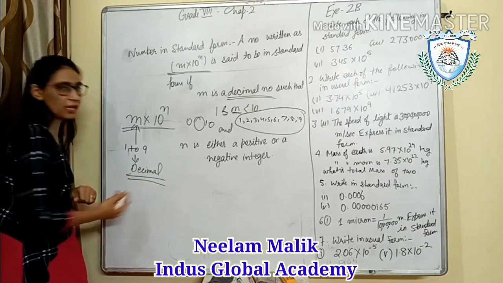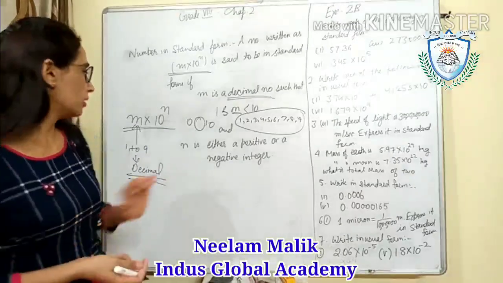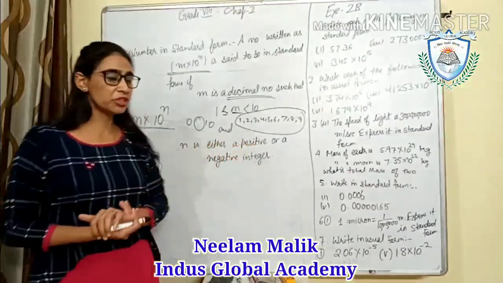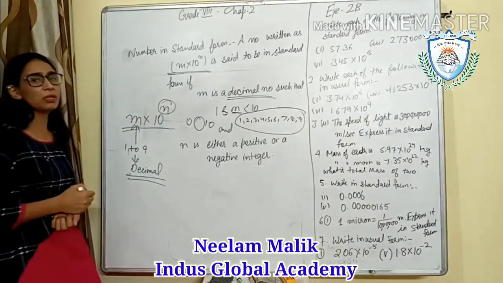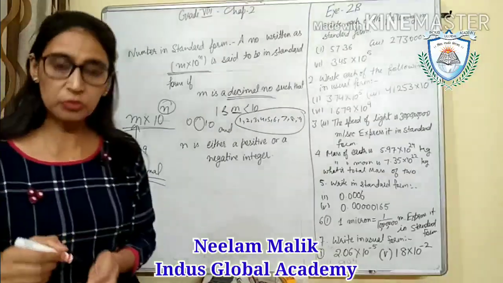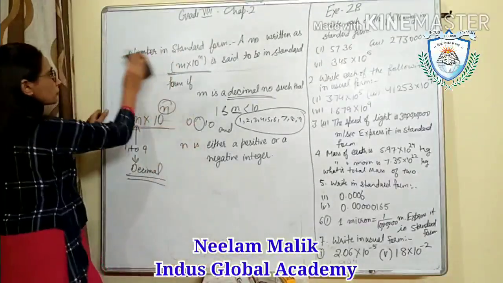So this is about m into 10 raised to power n. What is this n? N is either a positive or a negative integer. Means it can be positive or it can be negative. I hope you understand about the standard form. Let's start our exercise.